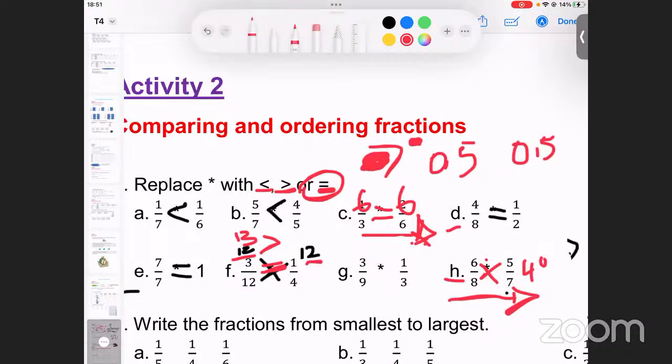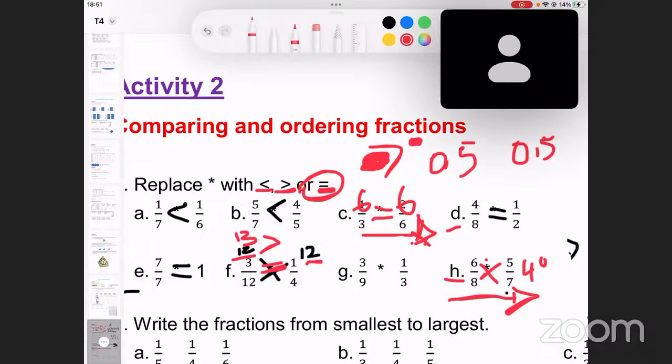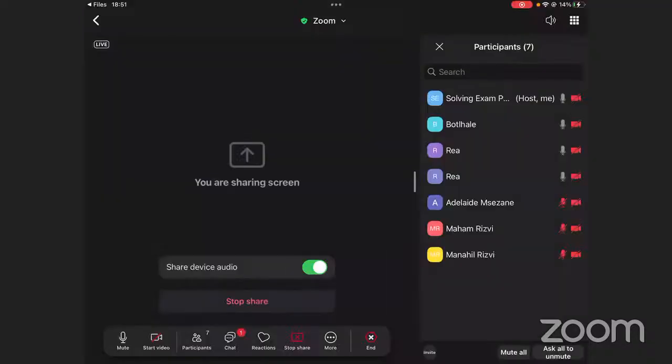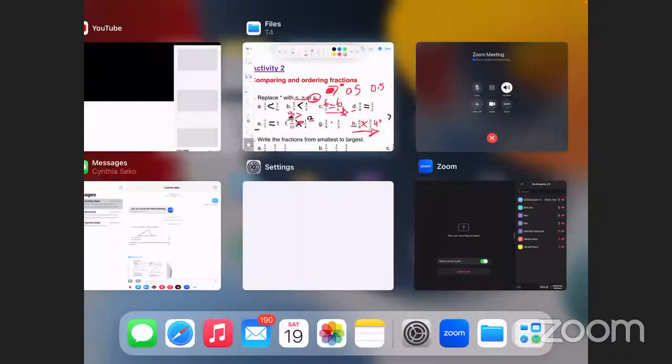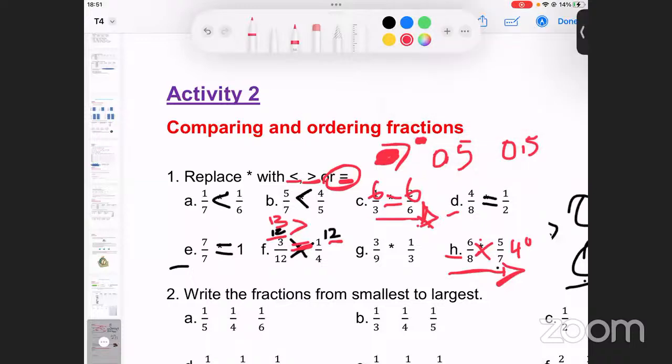Let's see. Am I leaving someone? So we have Maham, Adelaide, Ria. Okay, called everyone. Cool. Seems like all of you understand it, but I just need all the Rias to do B so I can be confident with her on this. Ria, do B. What are we gonna do for B? Explain to us.